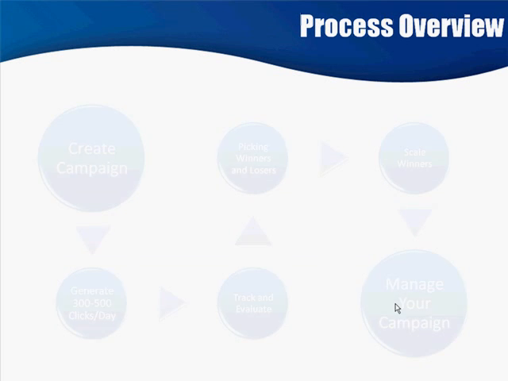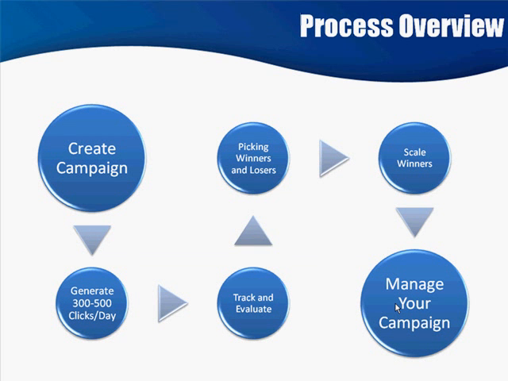Here is the basic overview. This is a very simplistic view of it. Obviously, there's a lot more involved in here, and we are going to be touching on these different elements. But basically, we've got to create our campaign. We want to generate between 300 and 500 clicks per day. It's not going to take more than a couple of days for us to figure out, do we have a winner? But we've got to get that traffic quickly and lots of it.